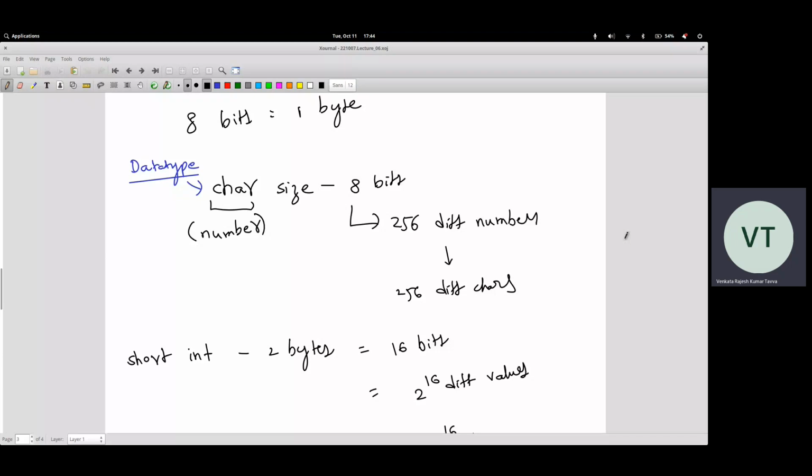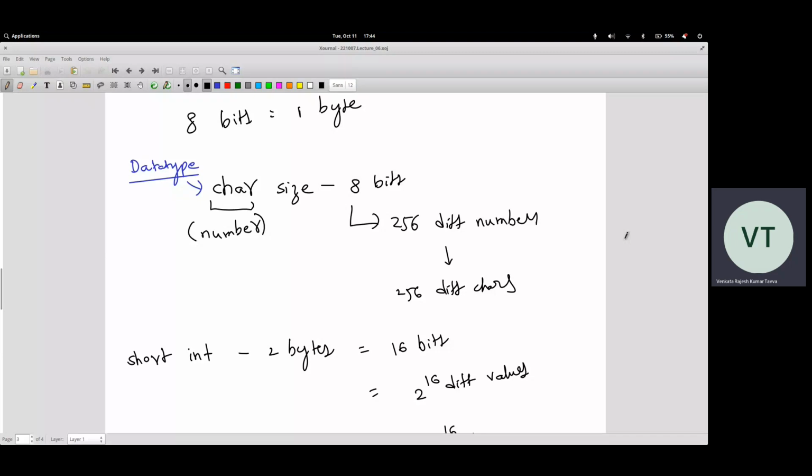Short int size is 2 bytes because 8 bits are not sufficient to store numbers larger than 255. You need to increase. Now, since we just discussed that the smallest chunk of bits you can think of is a byte, you can't increase by 1 bit, you have to increase by 1 byte. Okay? So char is 1 byte, short int is 2 bytes. Now, these 2 bytes are treated as one chunk. So 16 bits are treated as one chunk.